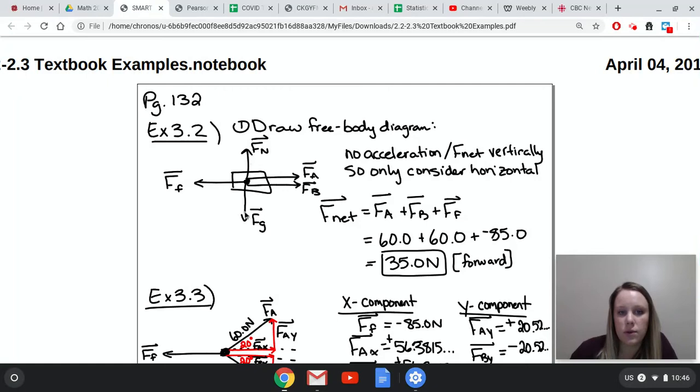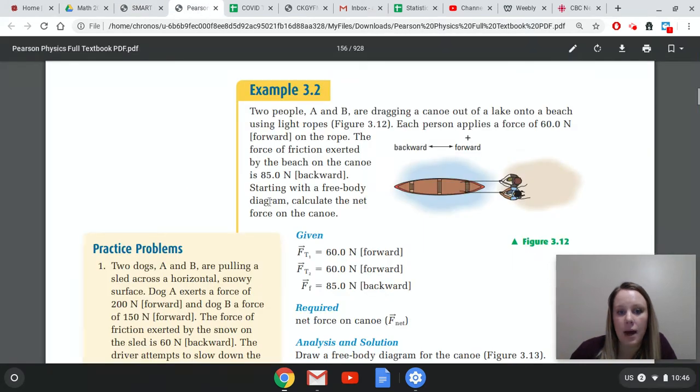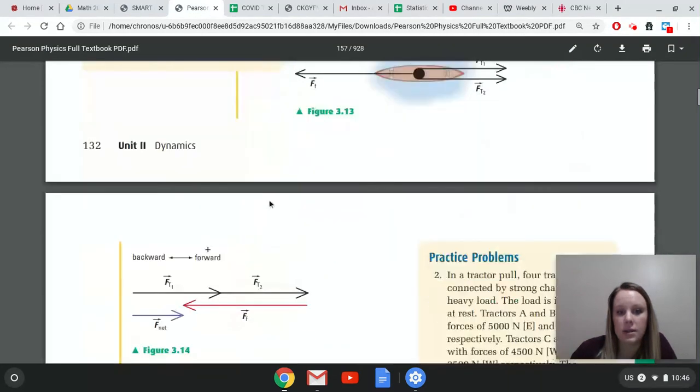Now, these forces cancel out. The reason why I know they cancel is because vertically the canoe is not accelerating. So the canoe doesn't go up or down. So these forces cancel out. The net force vertically is equal to 0. They're showing you that in their analysis here.